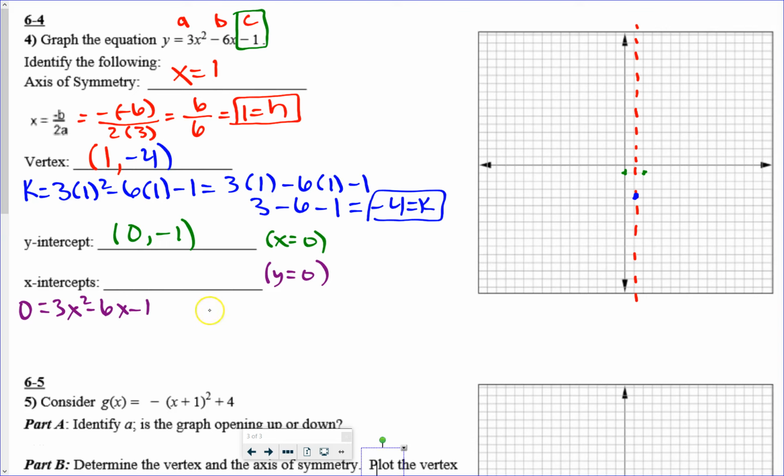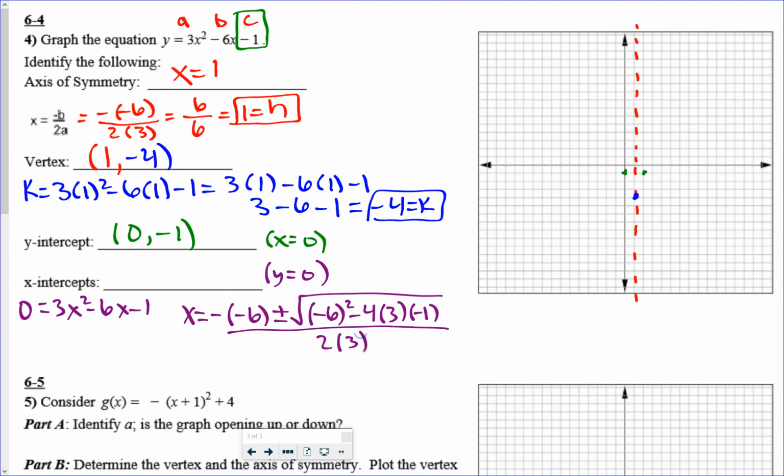Here we go. So we're going to have x equals negative b, which is negative negative 6, or positive 6, plus or minus the square root of b squared minus 4ac, all over 2a. What is negative 6 squared? 36. What is negative 4 times 3 times negative 1? Positive 12. And then what is 2 times 3? 6. So now I have 6 plus or minus the square root of 48 over 6.